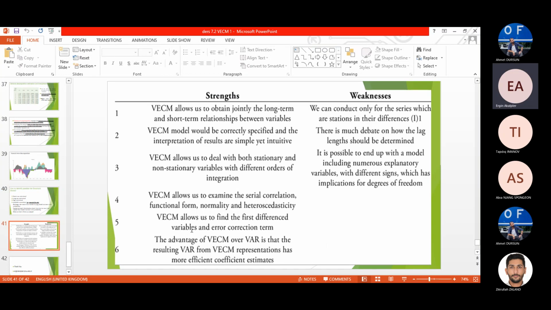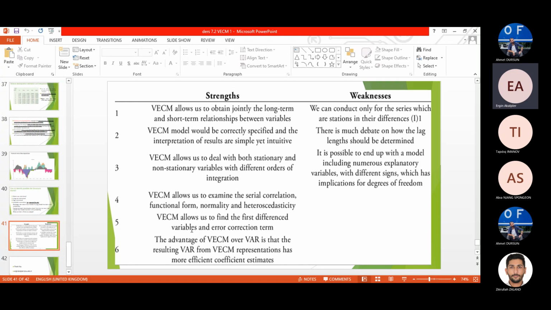When we are comparing or discussing the vector error correction, as concluding remarks, we may give some brief information about the model. The vector error correction allows us to obtain jointly the long-run and short-term relationships between the variables. As you know, the co-integration equation will give you information about the long run, and the Wald test results will give you the impact on the short-run effects. The vector error correction model will be correctly specified, and the interpretation of the results is simple yet intuitive.